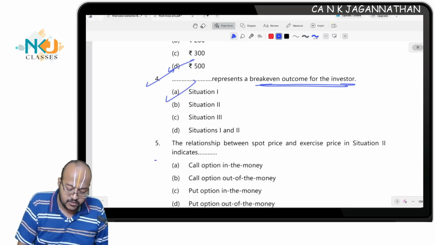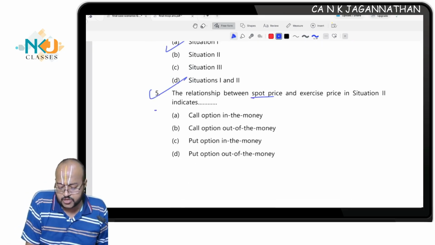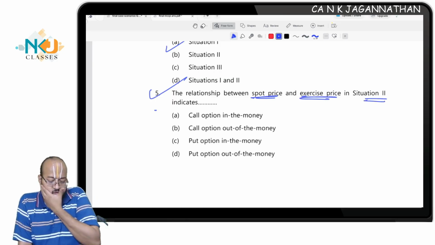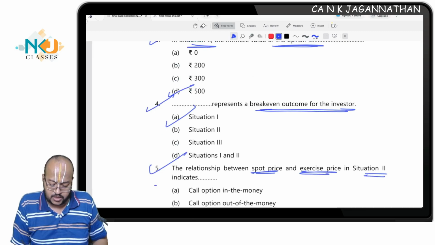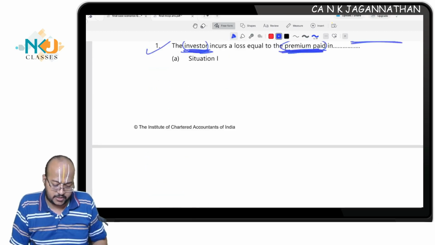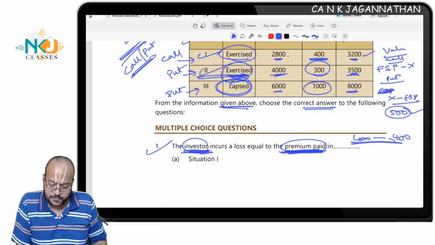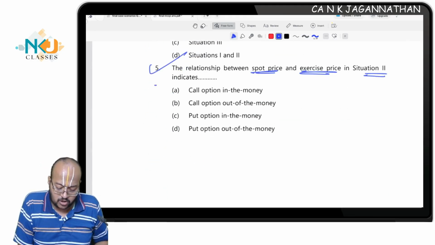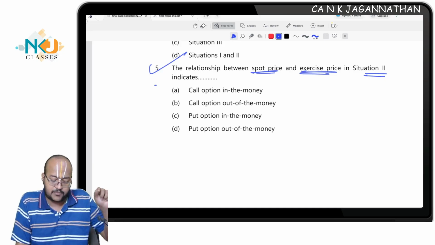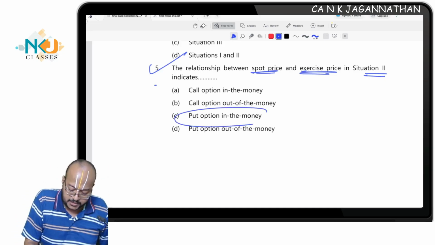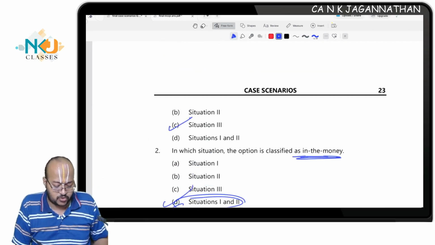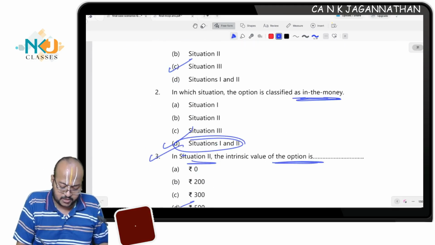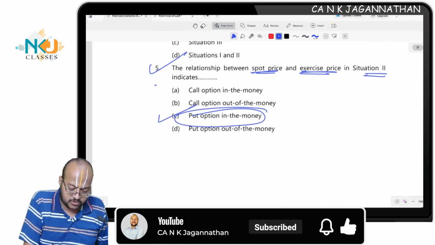Now, the last question: the relationship between spot price and exercise price in situation 2 indicates what? Situation 2, okay, put option, right. So 3,500 and 4,000. Call option in the money, call option out of the money, put option in the money. Because obviously you would exercise, it is put option in the money. We have classified it into put option now. Yes, put option in the money. This should be the solution. C should be the solution.